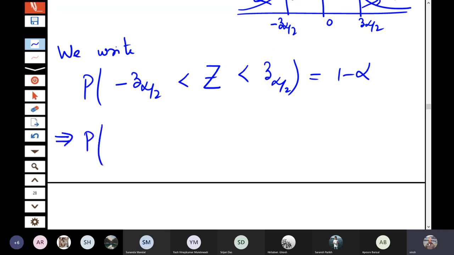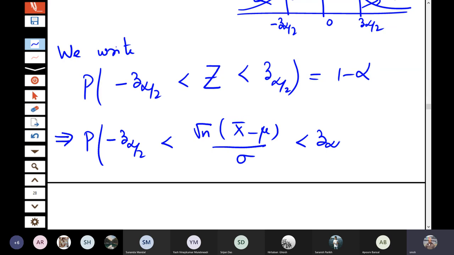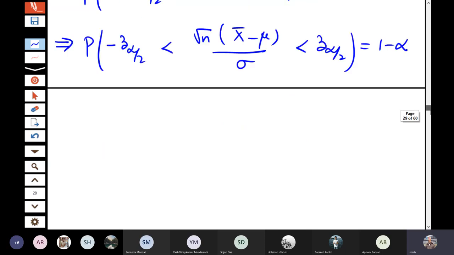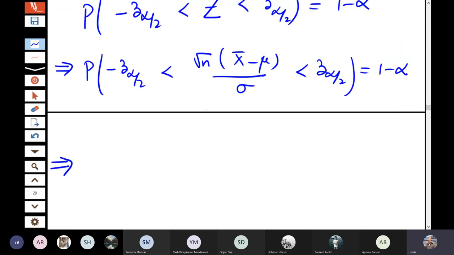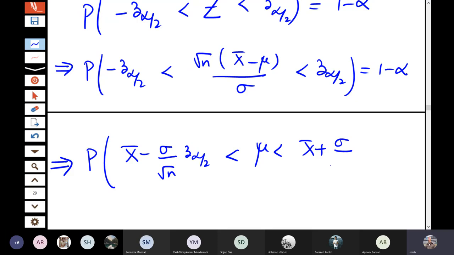So let us simplify this statement. Probability of minus z alpha by 2 less than square root n (X bar minus mu) by sigma less than z alpha by 2 is equal to 1 minus alpha. So this statement you can simplify: you multiply by sigma by root n and then reverse the symbol. So this becomes X bar minus sigma by root n z alpha by 2 less than mu less than X bar plus sigma by root n z alpha by 2, that is equal to 1 minus alpha.